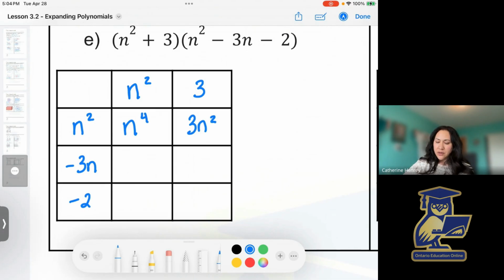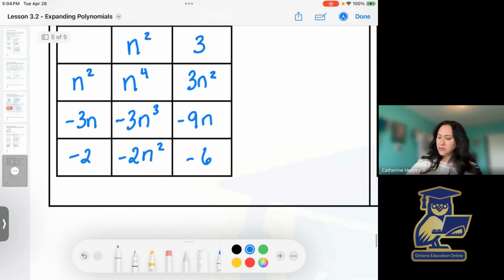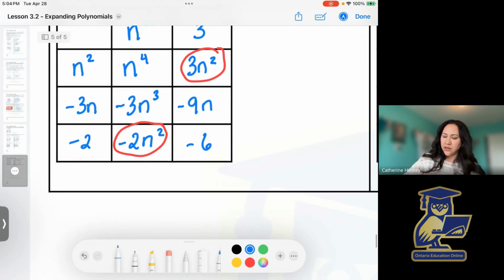-3n times n squared is -3n cubed. -3n times 3 is -9n. -2 times n squared is -2n squared. And -2 times 3 is -6. So take a look in here. We seem to have like terms there and there. And that's it. So let's pull it all out.